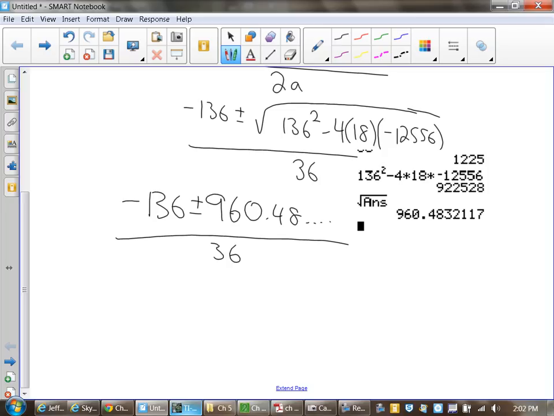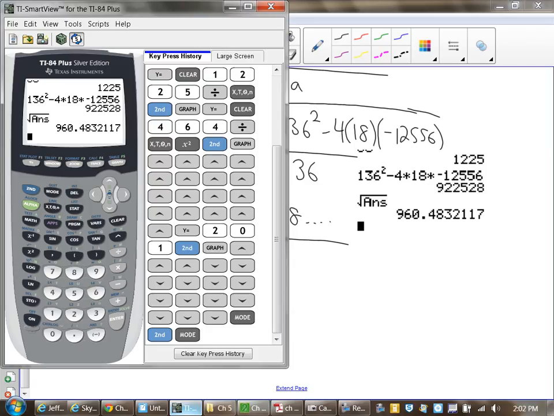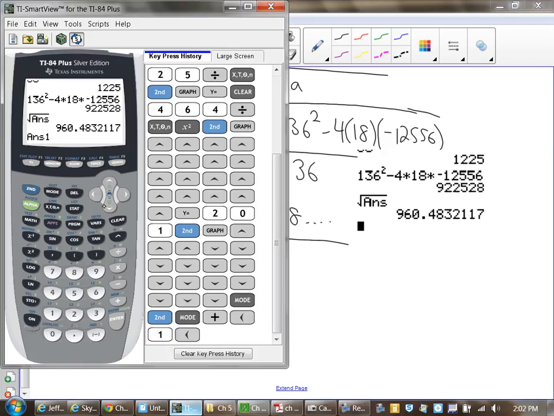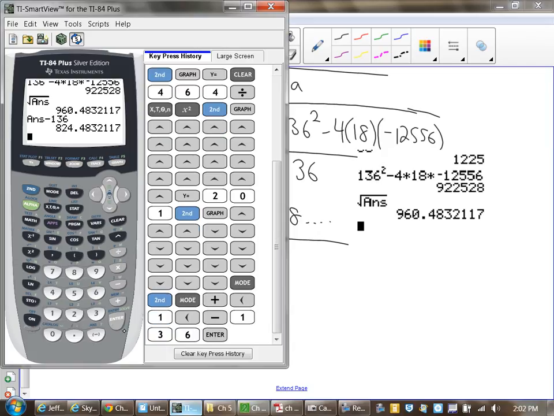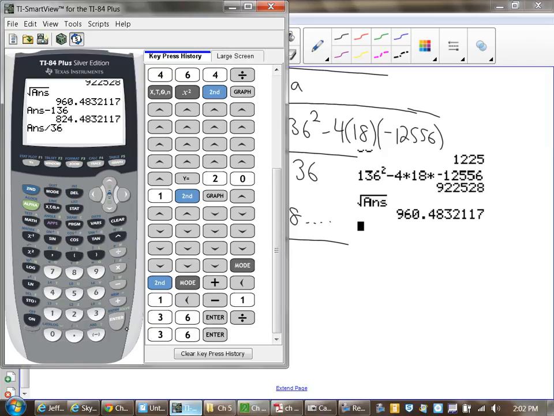Okay? So when you do that, we wind up with, add to that, what was it, 136? Or excuse me, subtract that 136. And then I divide it by 36. And I get 22.9 years. When I add 22.9 years to 1979, I get 2001.9, which is basically 2002. Okay?